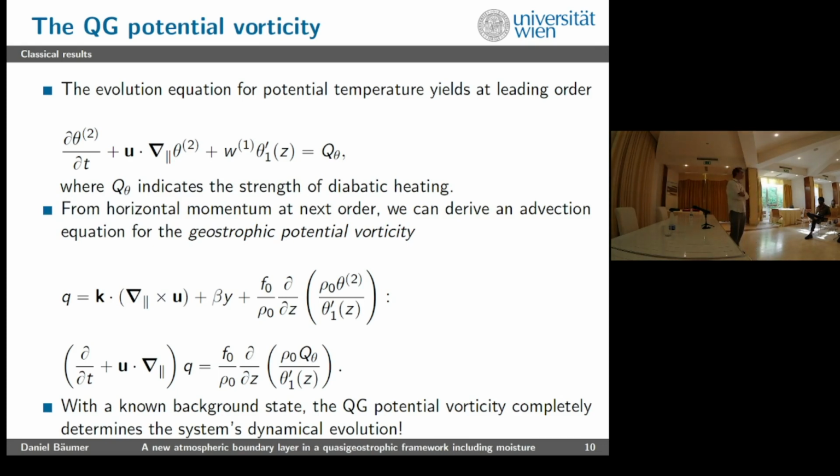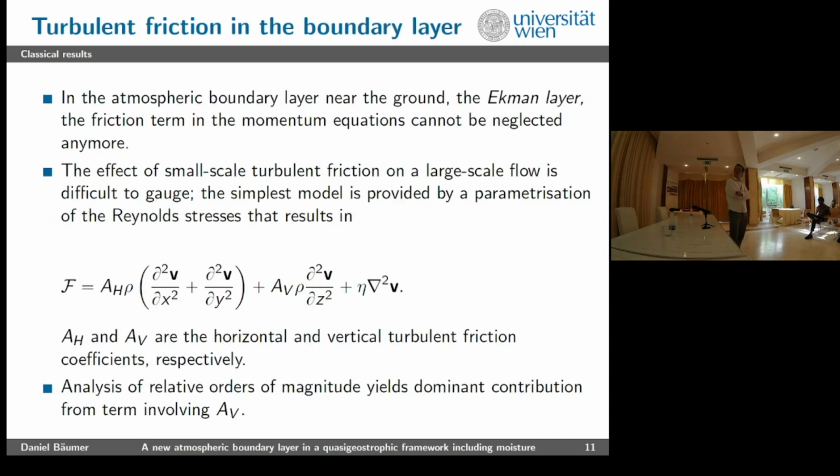Now, of course, I could talk a lot about the potential vorticity, but I think that would be getting too deep into the meteorology of the problem. So, yeah, we'll just skip it for now and continue to the next important concept, which is turbulent friction in the boundary layer. And that leads us to the Ekman layer, which is just traditionally known as the boundary layer near the surface.